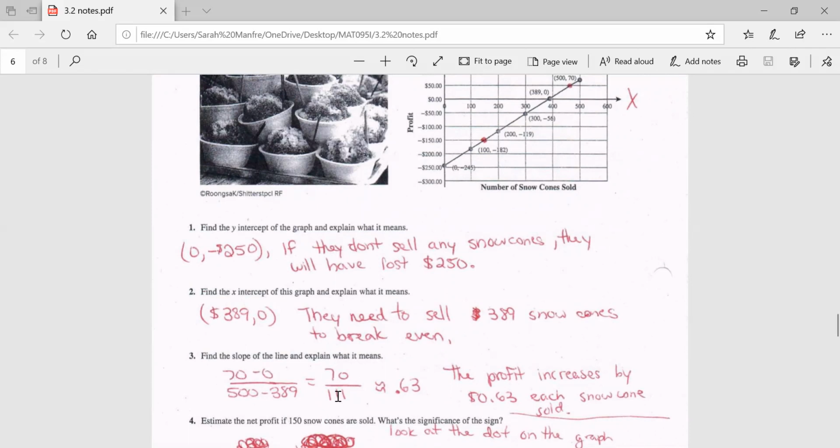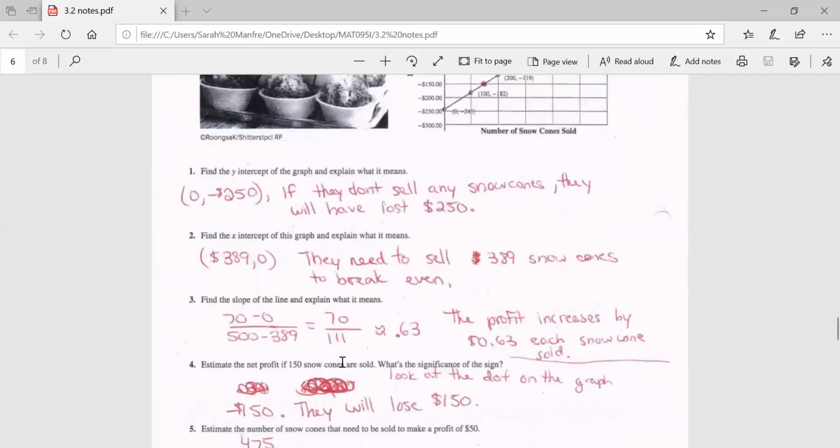And when you divide 70 by 111, it's about 0.63. I rounded because we're dealing with money, so we have to have 2 decimals, hundredths, right? So 0.63. That means that for every snow cone that they sell, their profit increases by 63 cents. And that's an important number, right? Because profit's a super important thing.